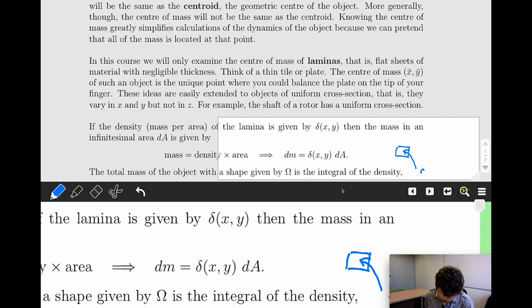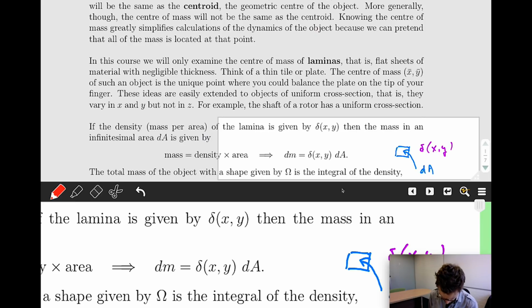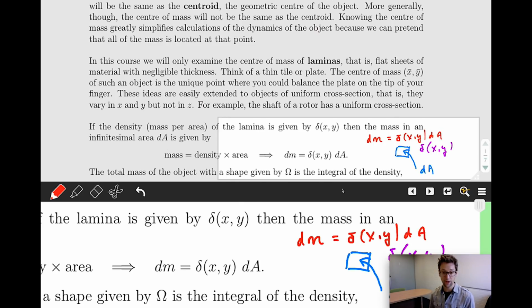The area of that square is dA. I know that the density at that location is given by delta(x,y), that is the kilograms per meter squared or whatever. Then the mass is just the product of those two things. So the infinitesimal mass of this tiny little square of stuff is going to be given by the density multiplied by the area.